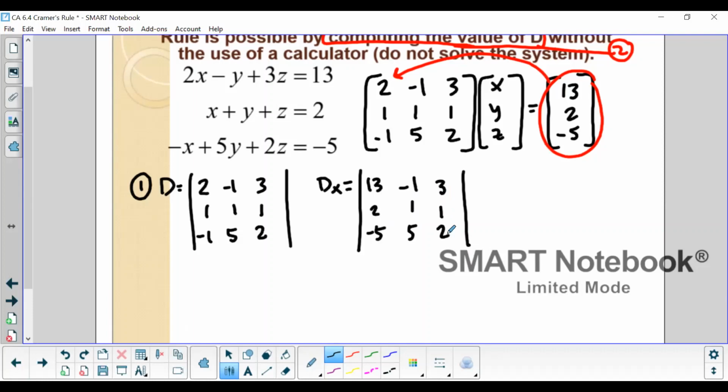Okay, there's mine. Does that match yours? All right, try dy. Now, when you do dy, you don't care about dx anymore, okay? You're going back to the original coefficient matrix. And now you take those constants and you're just replacing the second column with them. The first and third columns remain as they were originally.